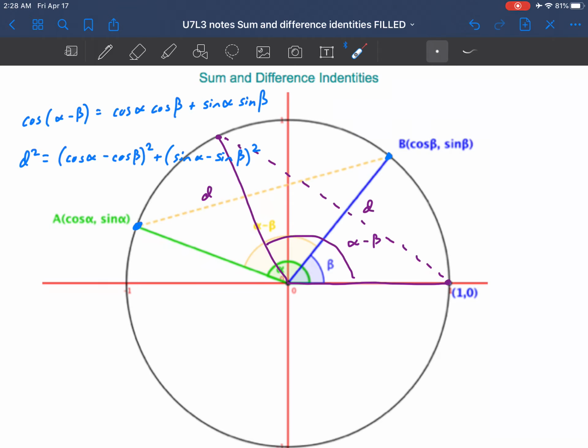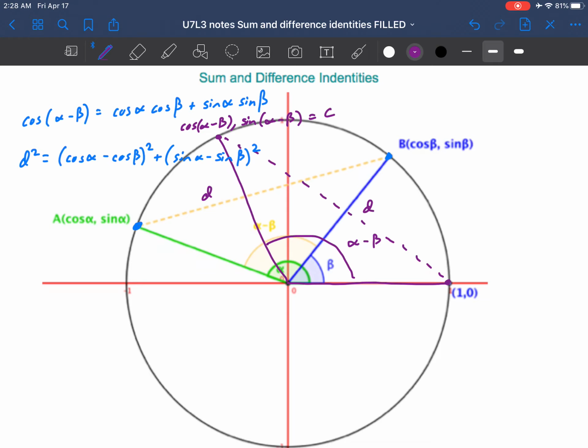So now let's do the same thing for this D. This point here, I should label that. That's going to be the cosine of the angle formed, which is alpha minus beta, and the sine of the angle formed. Let's call that point C. The distance from this point C to this point here is also D. What's nice about this point, we have no variables, it's just numbers, because we know this is the unit circle, we go straight to the right.